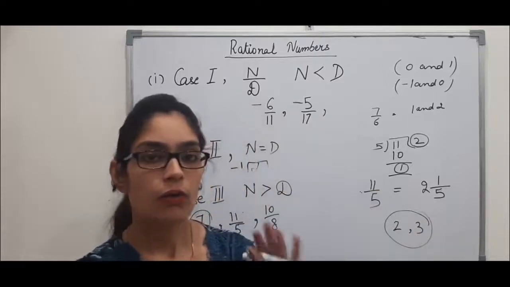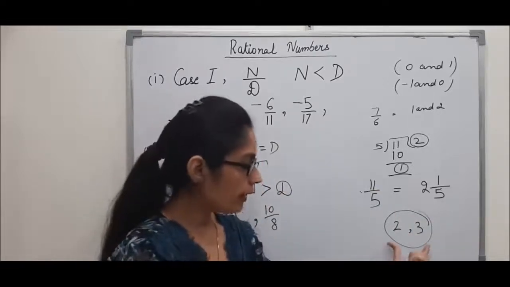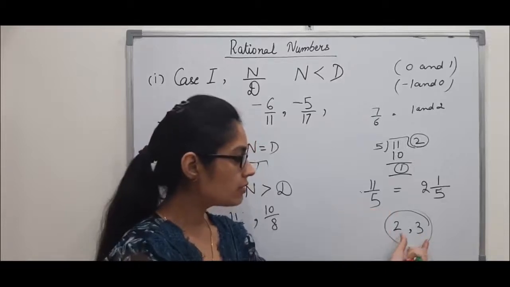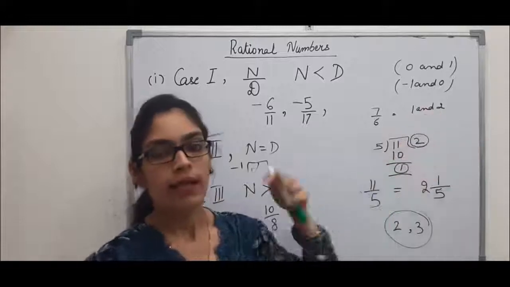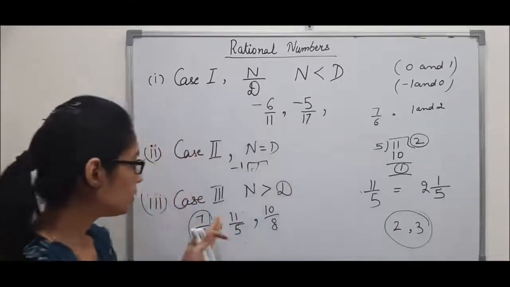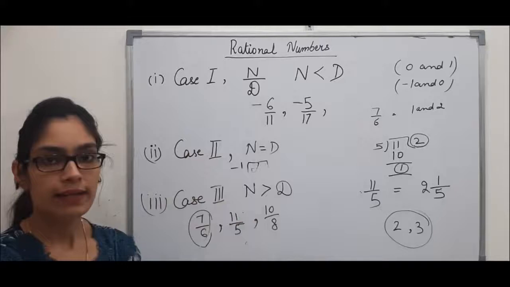So this is how you have to see which point this number is lying. This is lying between 2 and 3. This lies between 1 and 2. Like this you have to find it when the numerator is greater than the denominator.